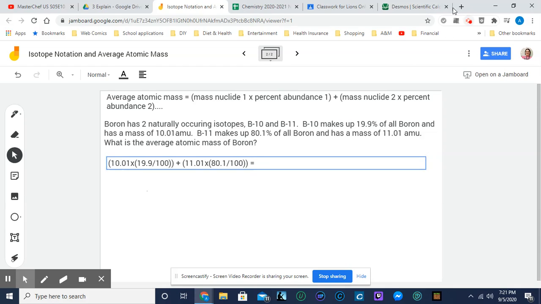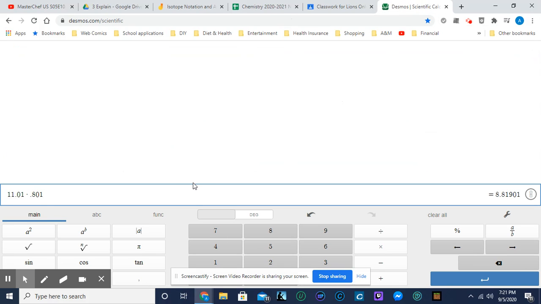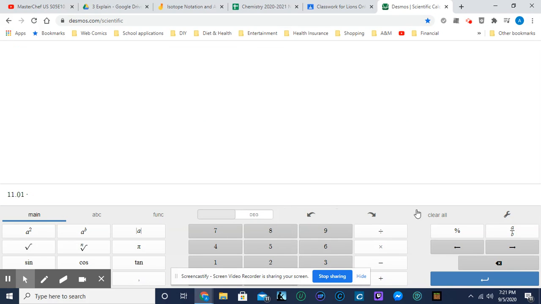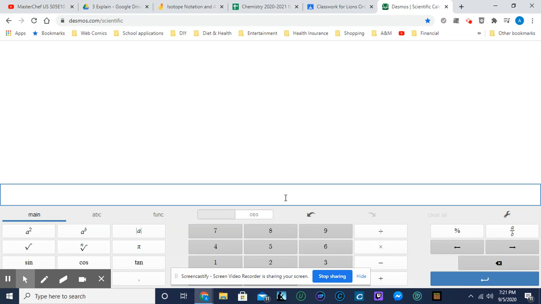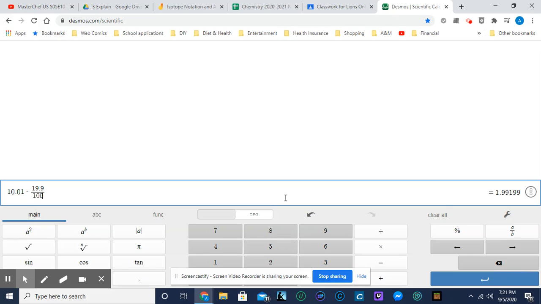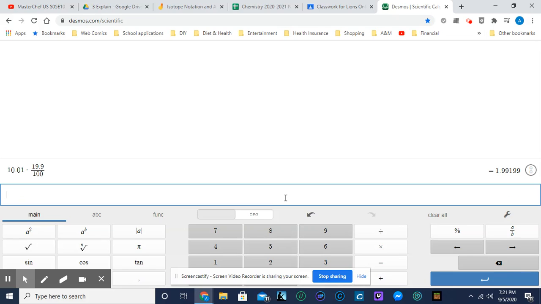So then I'm going to switch over here to my calculator. So let's clear that out. Clear. So we're going to do 10.01 times 19.9 divided by 100 is 1.9919, but since this is only 3 sig figs, I'm just going to round that to 3 sig figs.